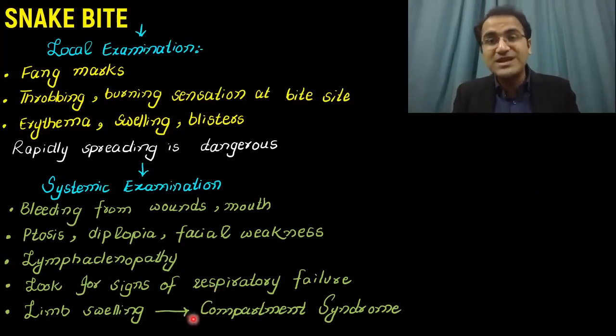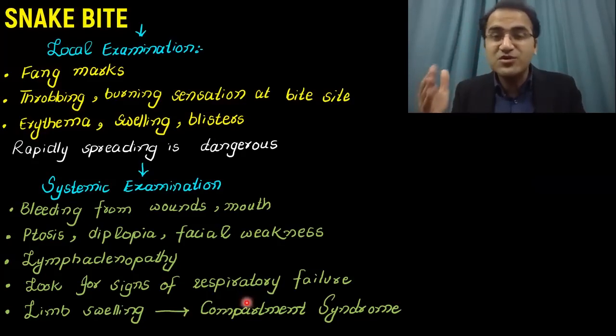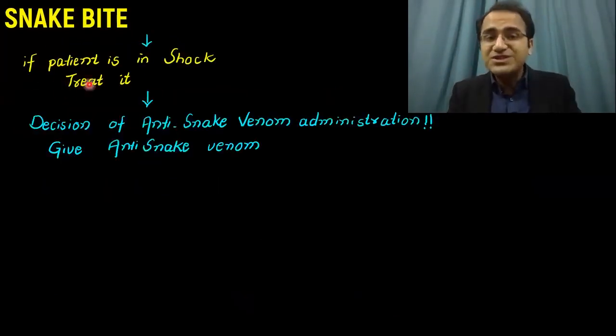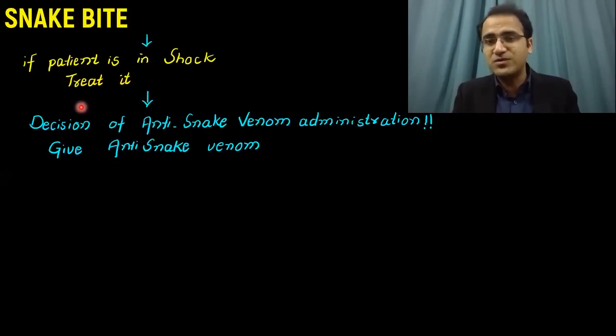Look for the signs of respiratory failure. Look for limb swelling. And if the patient is having severe limb swelling, you might even consider going for fasciotomy because this patient can develop compartment syndrome. If the patient is in shock, you treat the shock. You treat the shock by giving fluids. You can put the patient on support.